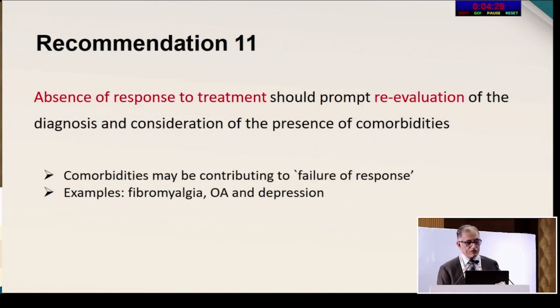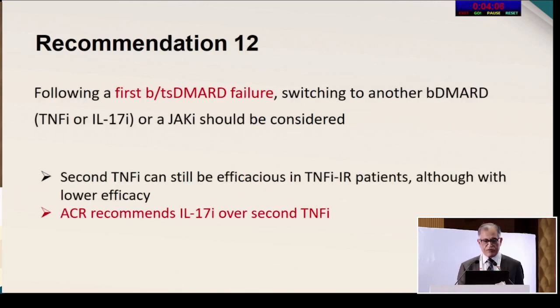The 11th recommendation says that absence of response to treatment should not elicit a knee-jerk reaction to start another immunosuppressive. They would like you to re-evaluate the diagnosis and consider presence of comorbidities. Now, comorbidities may be contributing to failure of response, and these prominently include fibromyalgia, osteoarthritis, and depression. The 12th recommendation is that following first biologic or targeted synthetic DMARD failure, switching to another biological DMARD, either IL-17 inhibitor or TNF or a JAK inhibitor, should be considered.